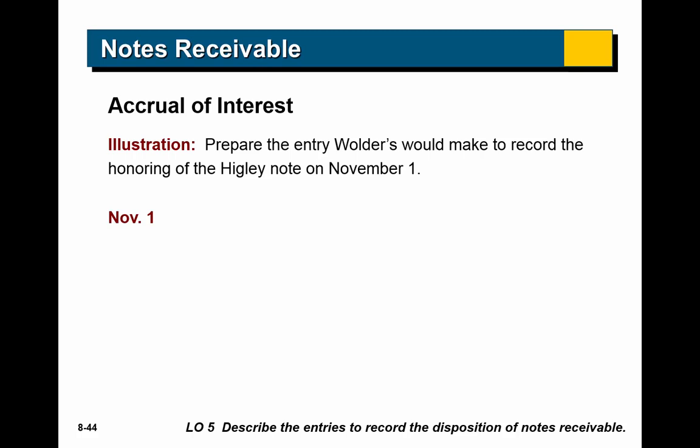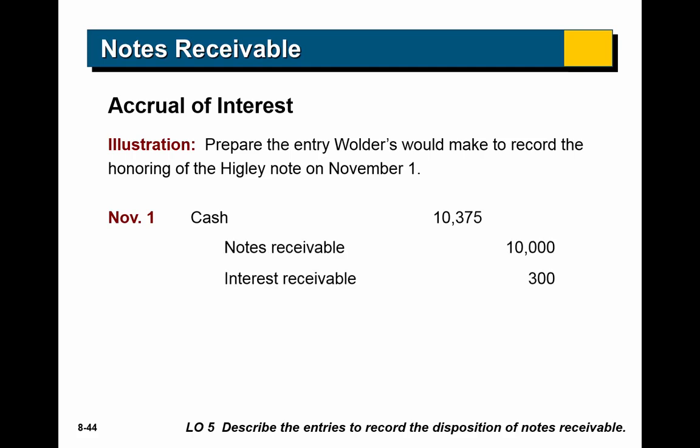Then when they actually get paid for the note on November 1st, the cash should go up by $10,375. The notes receivable would go down by $10,000. The interest receivable that they had recorded during their adjusting entry would go down by $300. And the interest revenue would be 1 month's worth of interest revenue that they've earned since the adjusting entry. So you might see something like that in the homework.